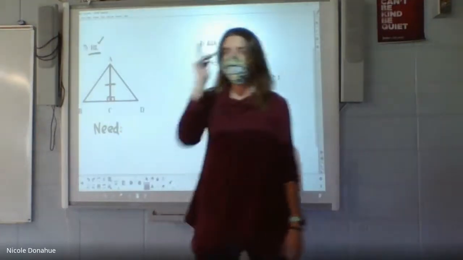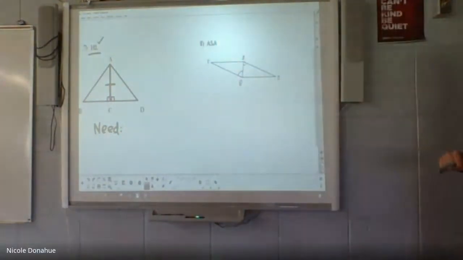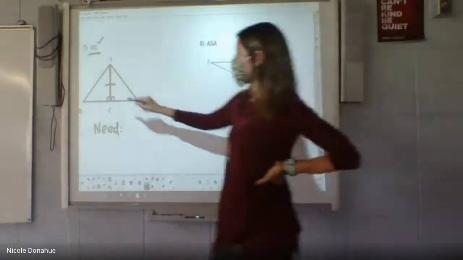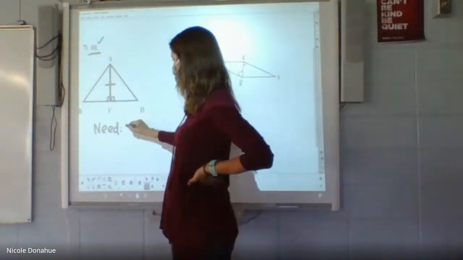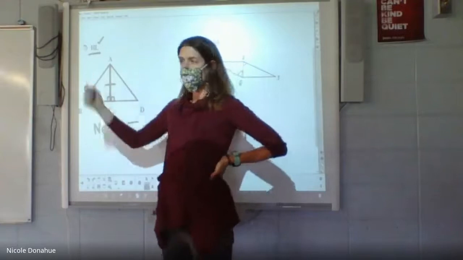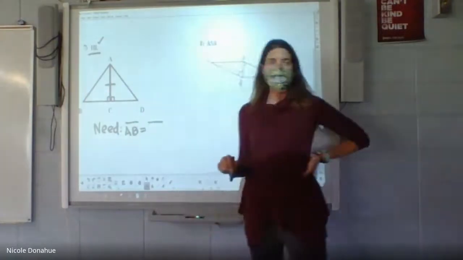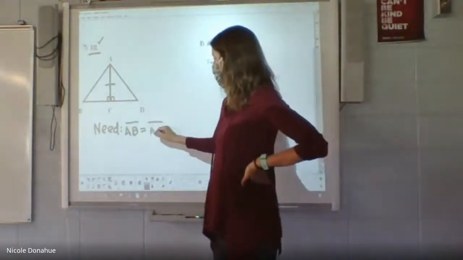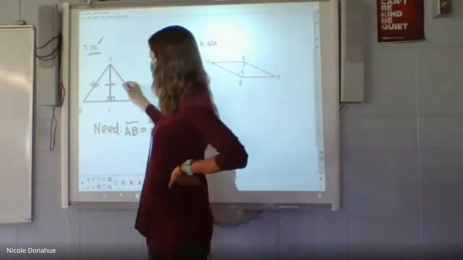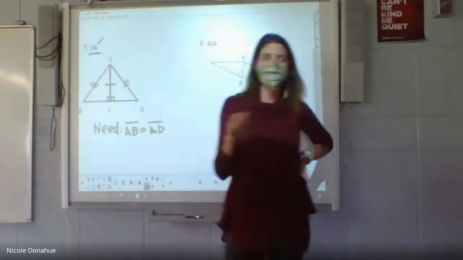Where's the H? Yeah, go ahead, Stone. AB. Yeah, so AB is the hypotenuse, which is across from the right angle. So in order to finish this problem, I would need to know AB equals what? AD. Does that make sense? So this is what I would need to know to use HL.